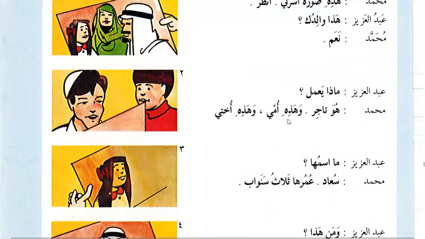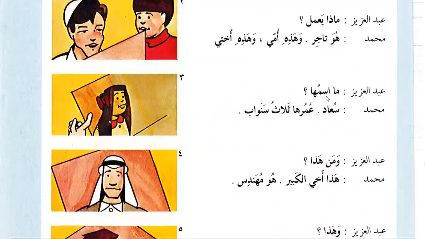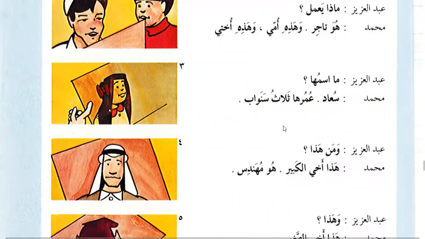Wahazihi ummi, and this is my mother. Wahazihi ukhti, and this is my sister. Abdulaziz: Masmuha, what is her name? Muhammad: Suad, her name is Suad. Umuruha salasu sanawat, here's our typing mistake, we have ta here, not ba. Her age is 3 years.